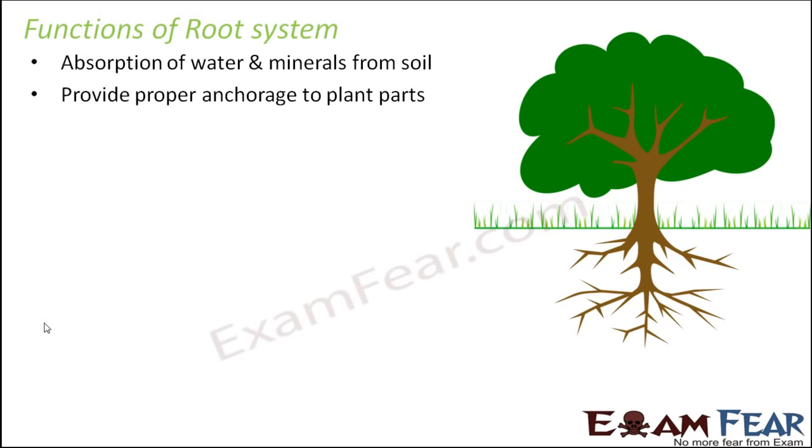It provides proper anchorage to plant parts. If you see here, these roots, the primary, secondary and tertiary roots which are formed, hold the plant very tight to the soil. When a strong wind comes or when there is heavy rain, you would have seen that the trees start waving from one side to the other. But what helps them to remain fixed to the ground? They are nothing but the roots. The roots help them to remain fixed to the ground so that they do not get uprooted so easily.